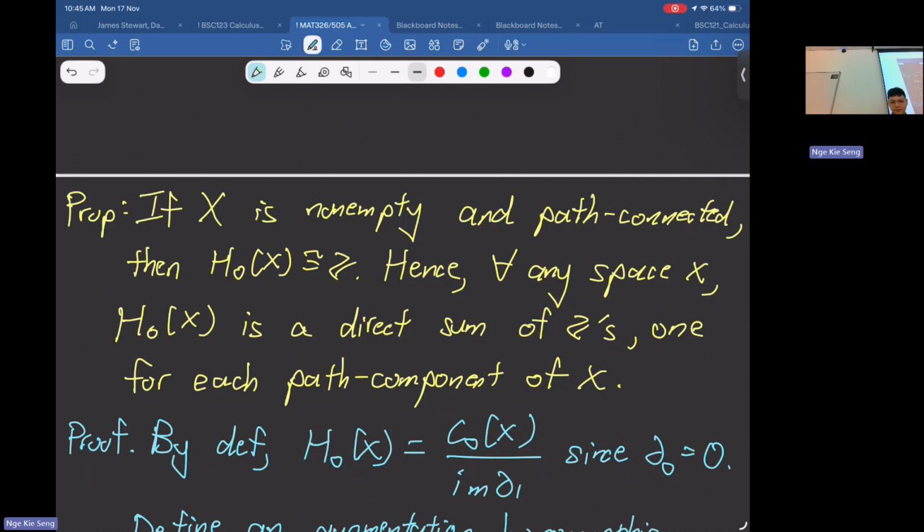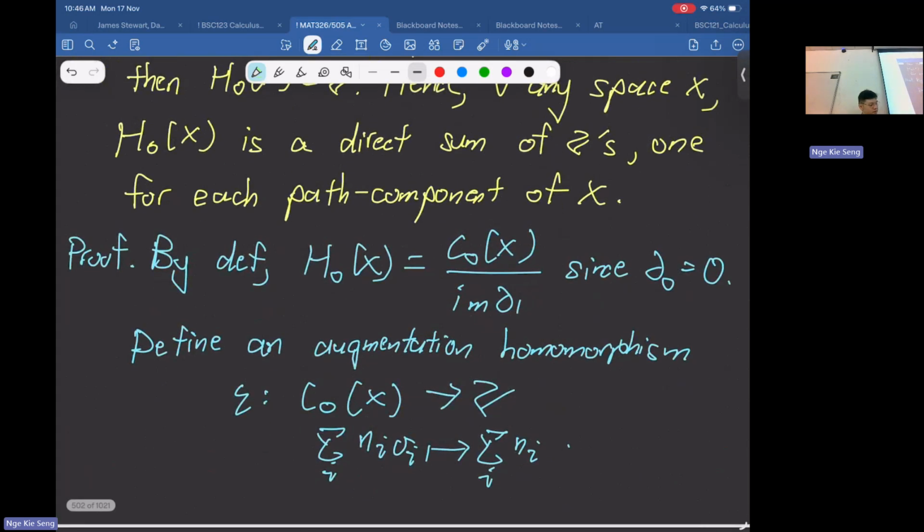So by definition, what's the zero homology here? You just take C_0(X) quotient by the image of the first boundary map, delta_1, because there's no negative group. So now we need to understand what C_0 and the image of delta_1 are. We want to show that this quotient is Z. How can this Z pop up? There's a trick here.